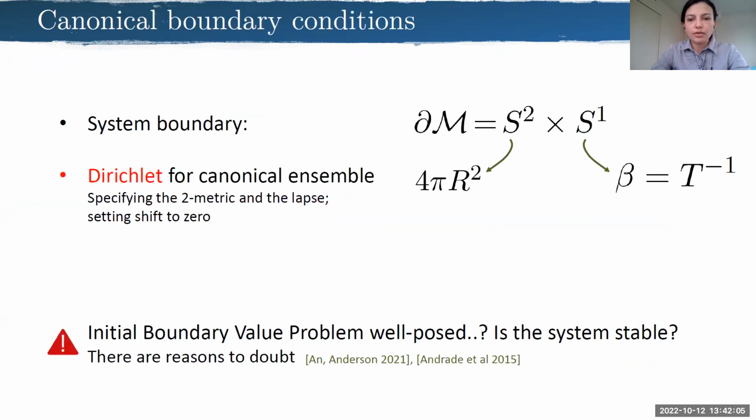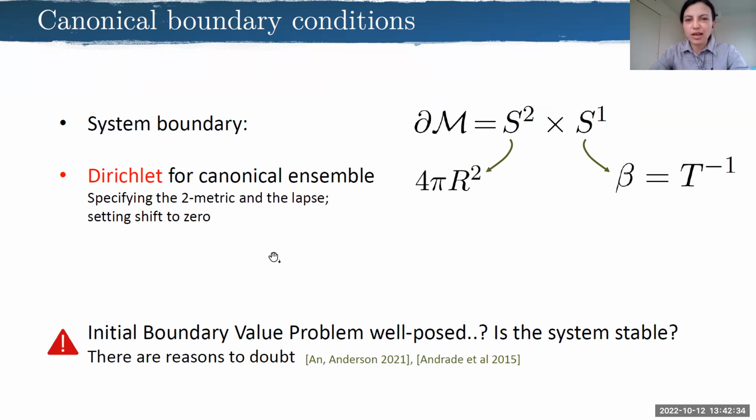I should say at the very beginning that we work in four-dimensional gravity. So for the system boundary, we choose the standard topology of a two-sphere cross S1. The S1 part is going to be the temperature that is fixed at the boundary. And for the canonical ensemble, we choose Dirichlet boundary conditions at the boundary.